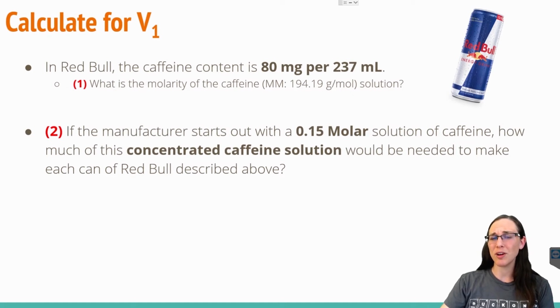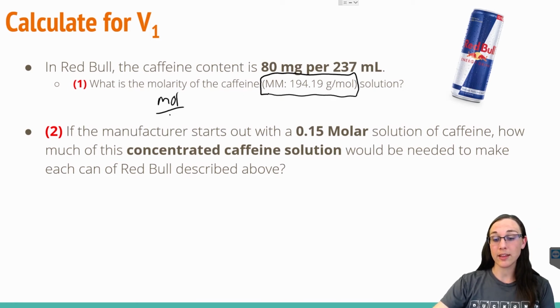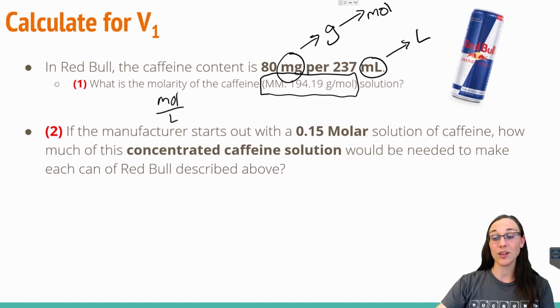So first we want to figure out what's the molarity of the caffeine in a Red Bull solution. And I gave you the molar mass here, 194.19 grams per mole for caffeine. We know that molarity is moles per liter, so we need the milligrams to be converted to grams and then to be converted to moles. And we know that we need liters, so the milliliters will need to get converted to liters.